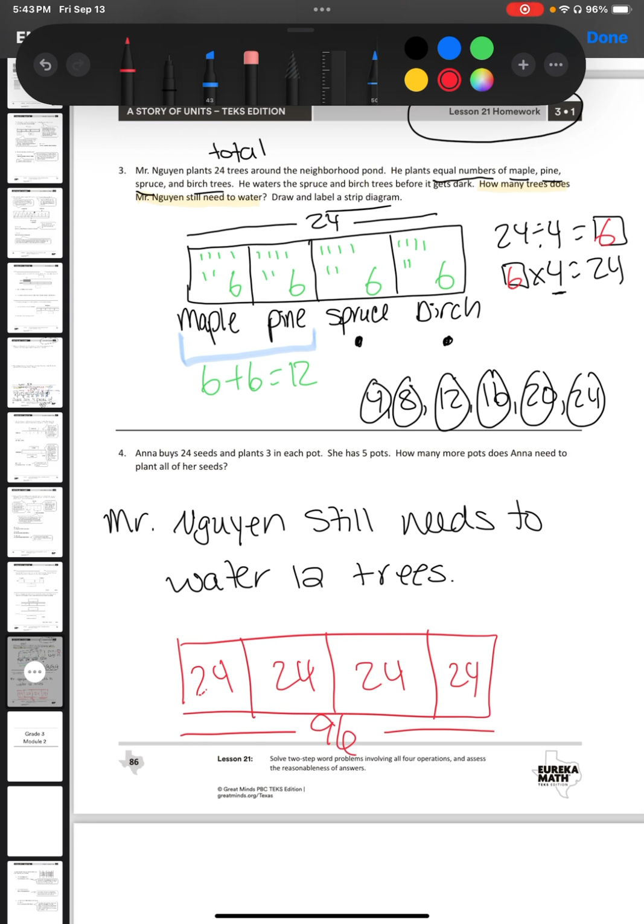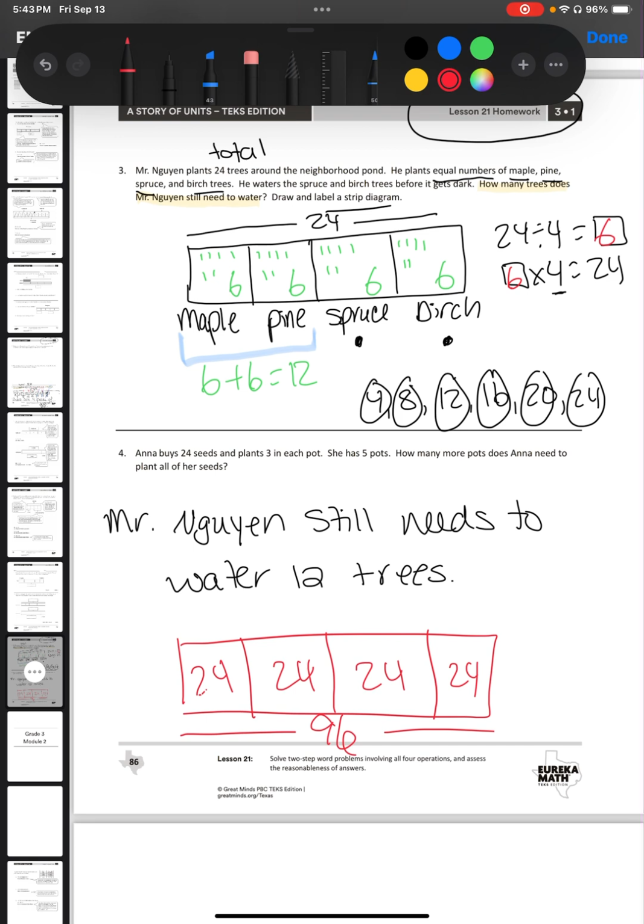Yeah, that seems good. 96. If we were to write this in a sentence and say Mr. Nguyen still needs to water 96 trees, oftentimes we'll catch our mistake and say, wait a minute, he can't still need to water 96 trees if we only started with 24 trees to start. So encourage your kids to write their answer in a complete sentence.